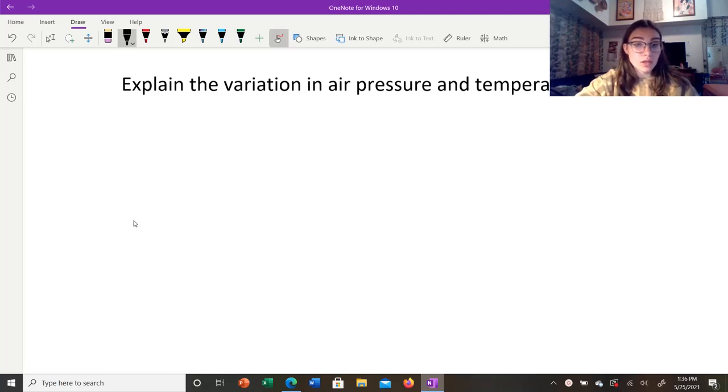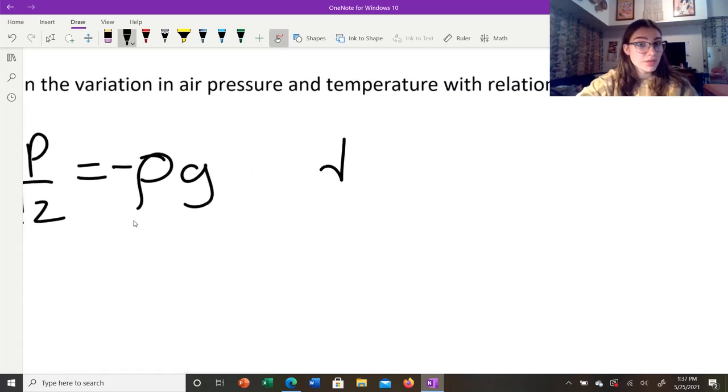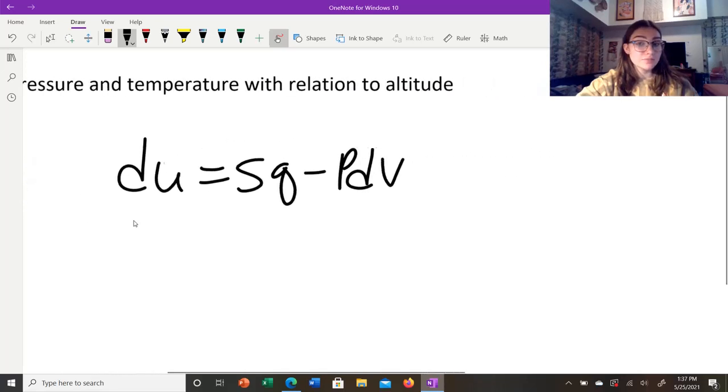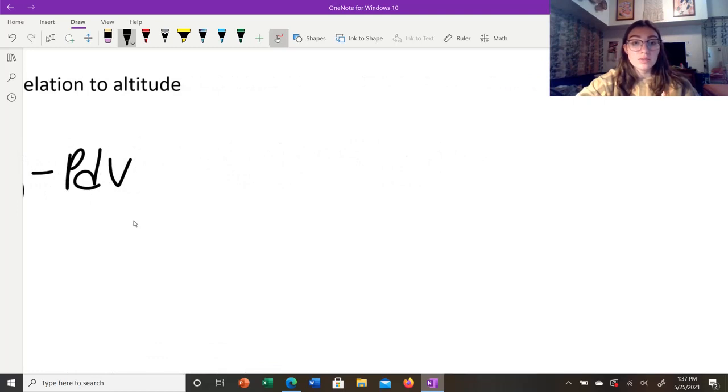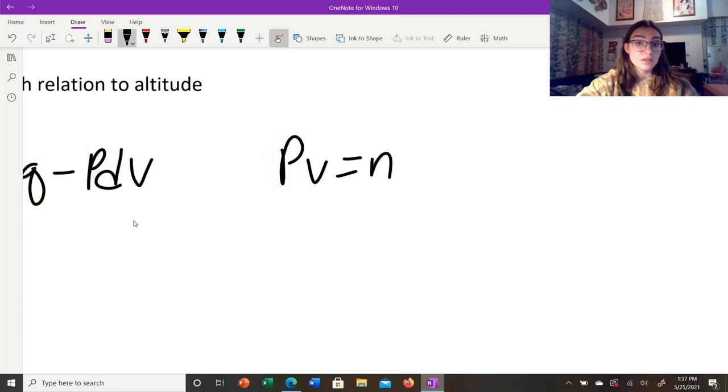We are going to start with the one for statics, which is dP over dz equals negative rho g, where rho is the density of the gas. For the second equation, we are going to be using dU equals δQ, the small amount of heat change, minus P dV. The third equation we're going to be needing is the ideal gas law, PV equals nRT.